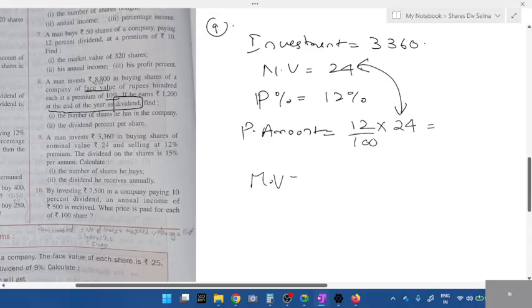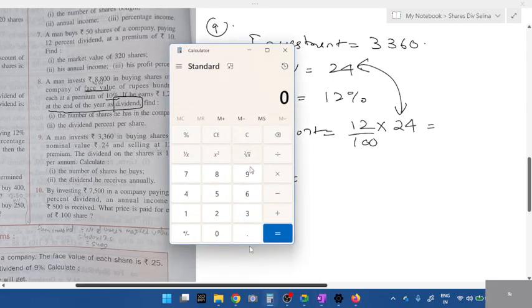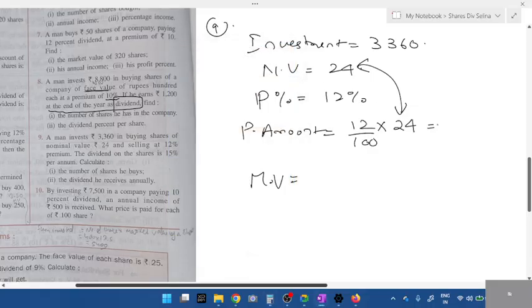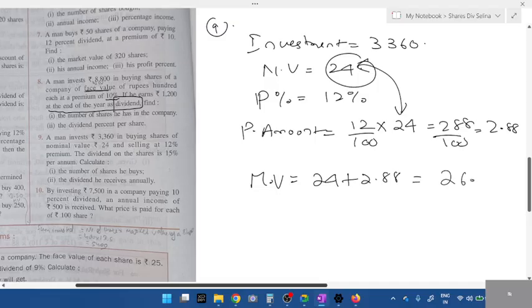Then market value will be, okay, let me check, 12 into 24. If 100 is given, don't reduce it to use the shifting method. 288 divided by 100. 2.88. What is nominal value? Add premium, meaning you have to add it. So 26.88.